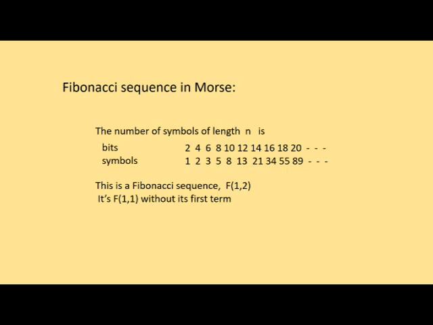This is a Fibonacci sequence, but the first two members are 1 and 2. So each member of the sequence is the sum of the preceding two. I do 1 and 2. The sum of that is 3. The sum of 2 and 3 is 5, and etc. But this is nothing more than the Fibonacci sequence 1, 1, missing its first term. So indeed, the Fibonacci sequence 1, 1 does appear in Morse code.